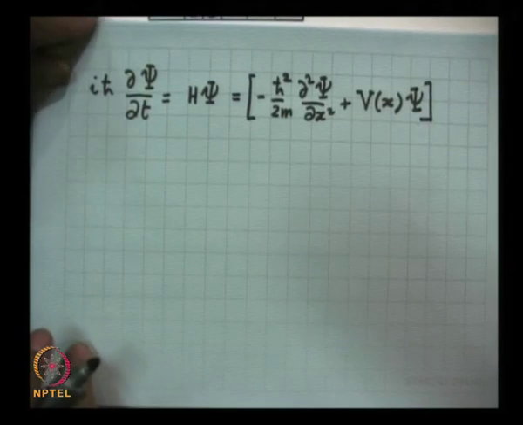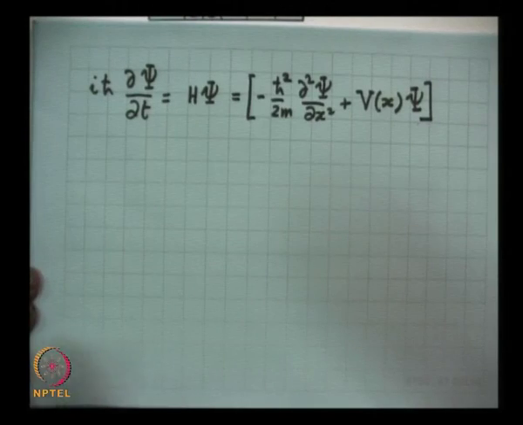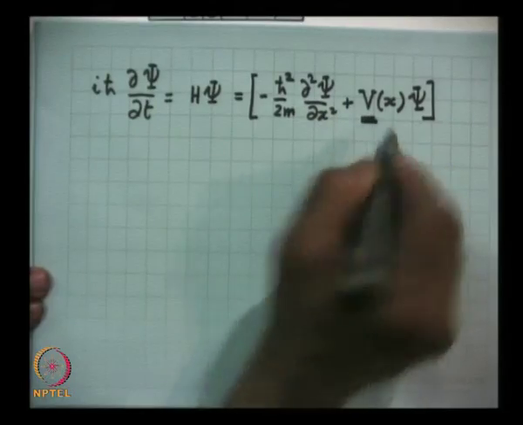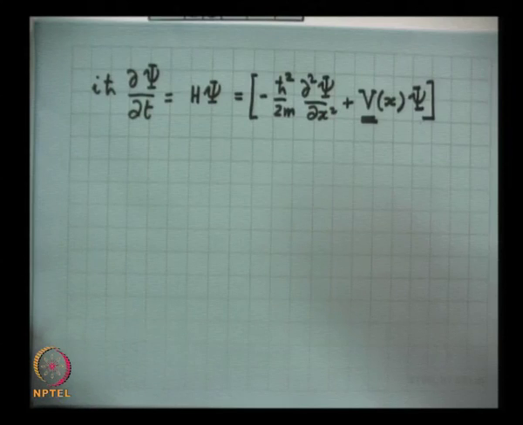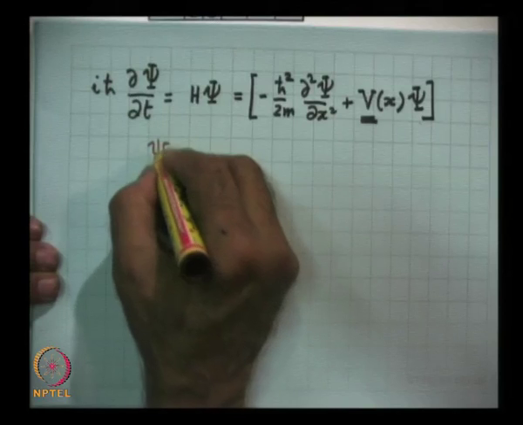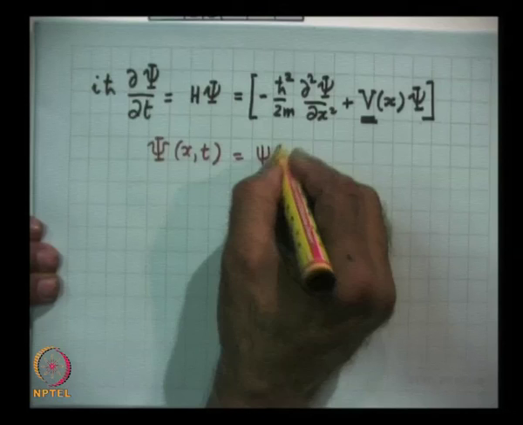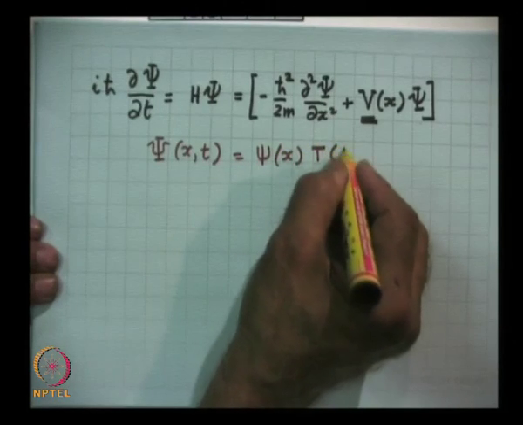So, I want to solve this equation. I have just completed the solution of the equation when V of x is 0 everywhere. That is known as the free particle solution, and I obtained the most general solution describing a wave packet. Now, whenever the potential energy function is time independent, I can write the solution as psi of x comma t equal to psi of x times T of t, just as we did in the free particle case.